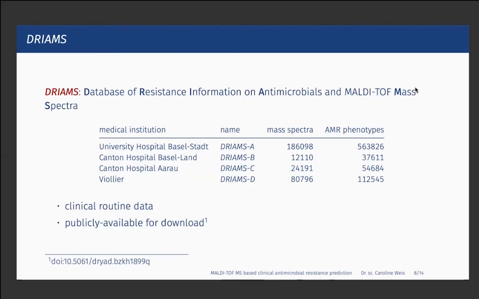DRIAMS combines data from four different medical institutions in Switzerland, which are labeled DRIAMS A to DRIAMS D. And the main and largest data set is DRIAMS A, which was collected at the University Hospital of Basel. All of DRIAMS contains clinical routine data, which is important as we are aiming for a clinically applied predictor in the end. And therefore, it was important to train and predict with real-world routine spectra.